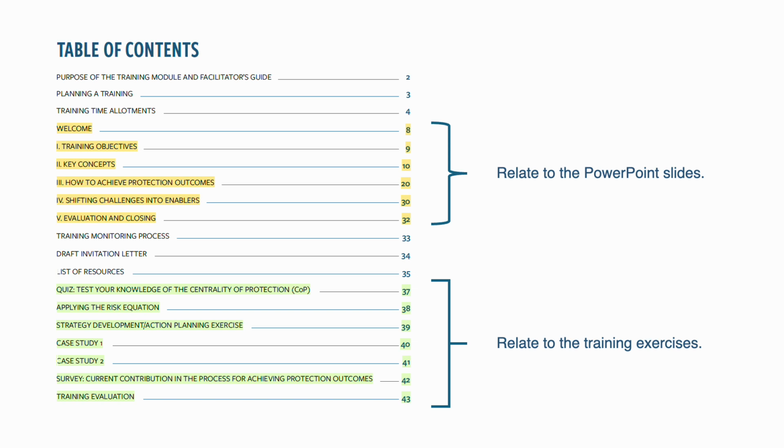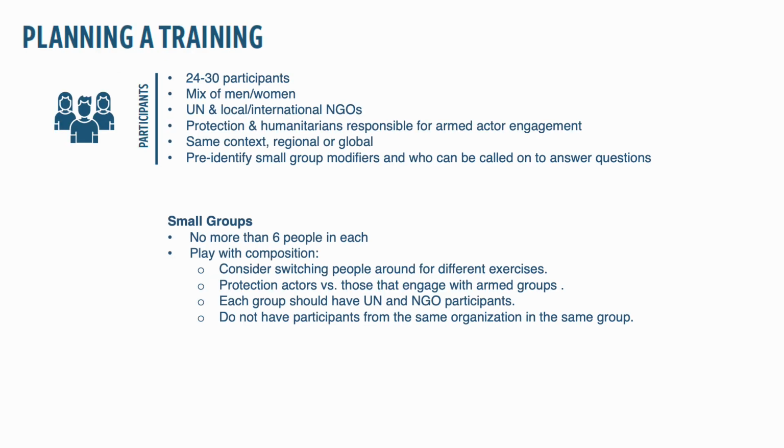Here you have the table of contents for the facilitator's guide. Those sections highlighted in orange relate to the PowerPoint slides. The sections highlighted in green relate to the exercise material used throughout the training. The rest of the material is there to assist the organizers and facilitators. I'm now going to go over the key elements to prepare for the training.